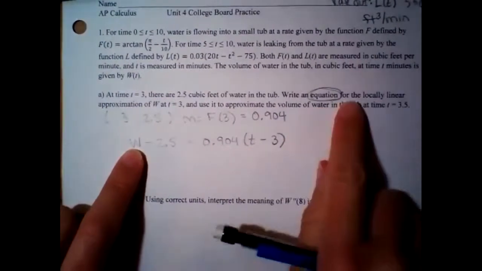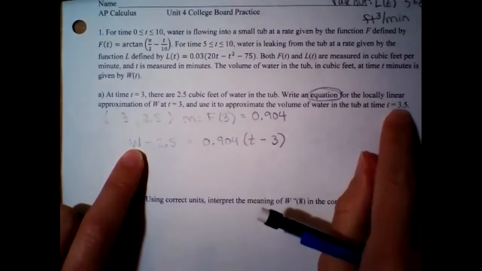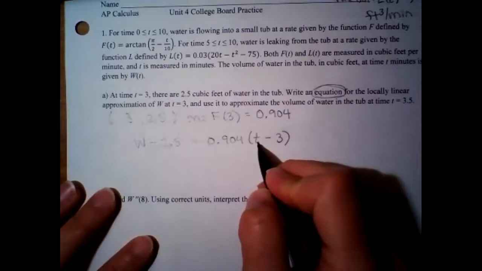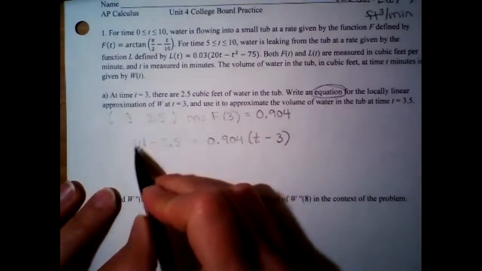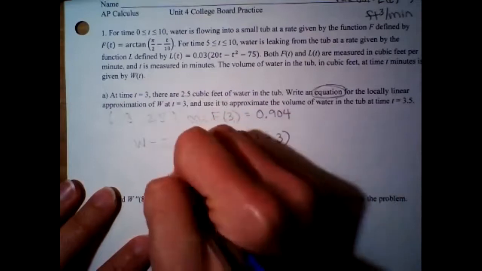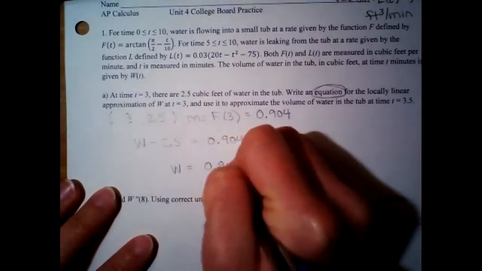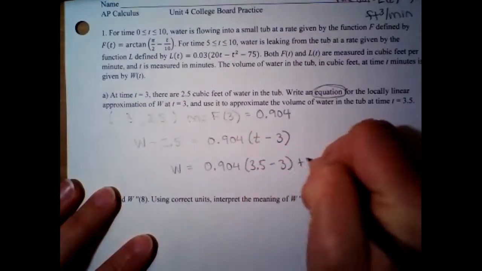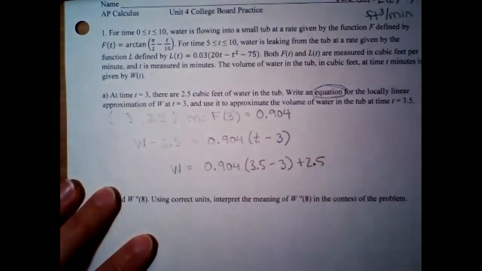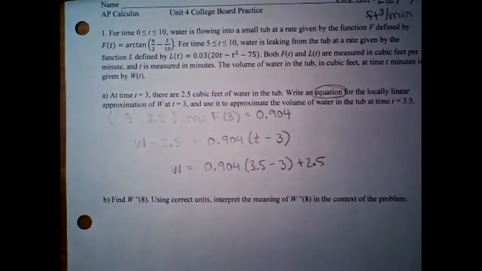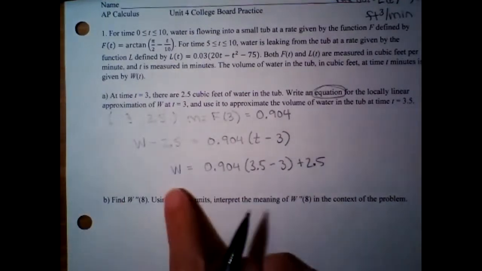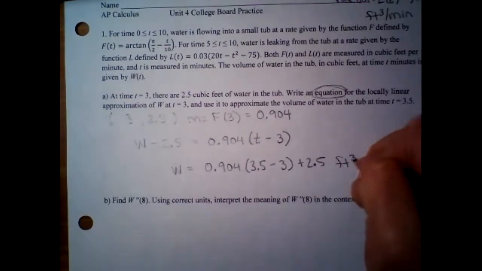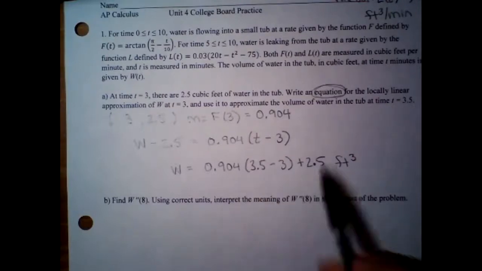And then the only other thing we have to do is they wanted an approximation for time 3.5. So we're going to plug in 3.5 for time, and we just have to get W by itself. So I'm going to add this to the other side. And you do not have to simplify any of this down. In fact, I recommend that you don't. But we do have to put units at the end because this was a word problem. So this is an actual amount of water. It's water equals, and so that was in cubic feet. So whatever that number is, cubic feet.